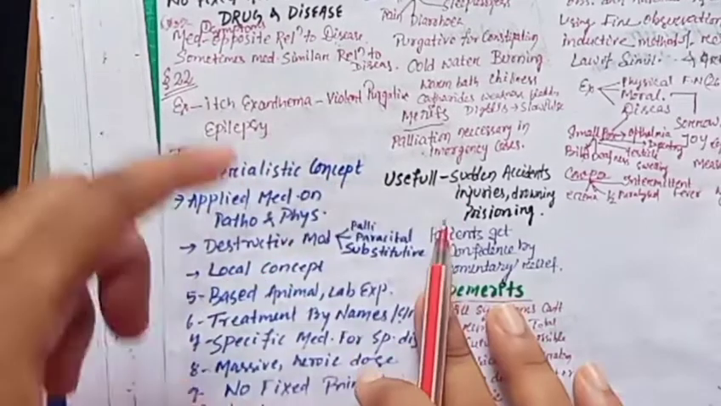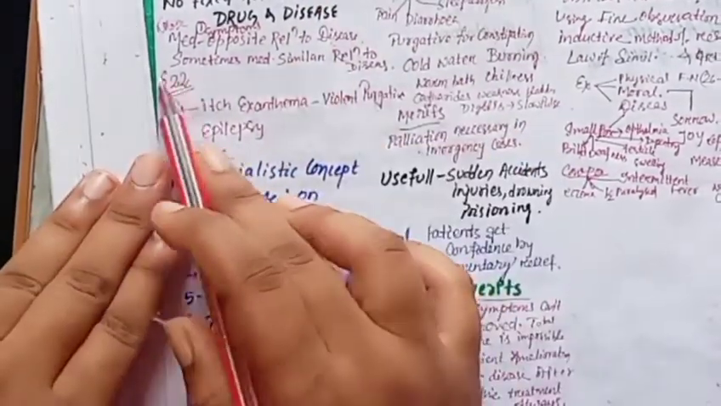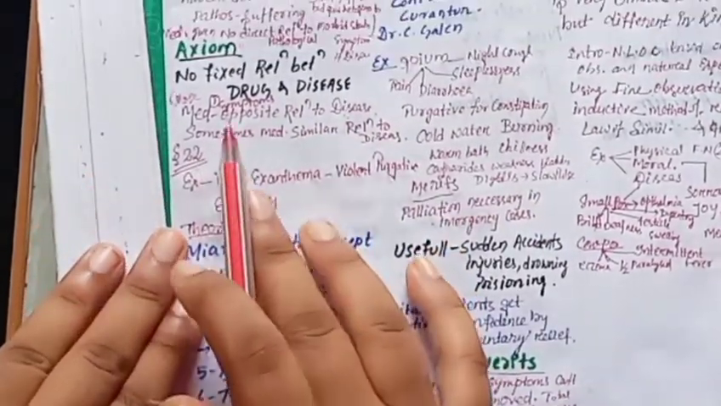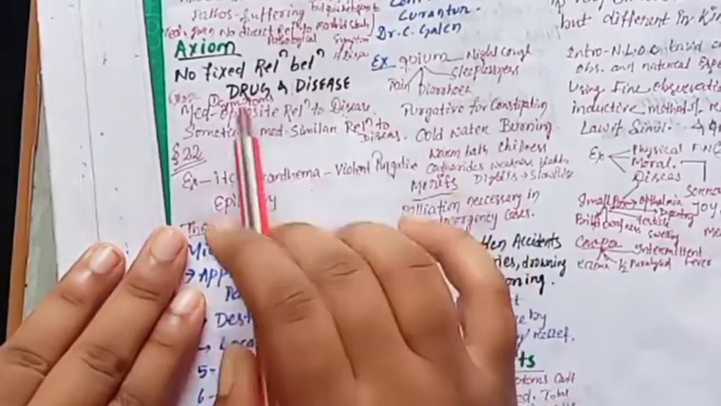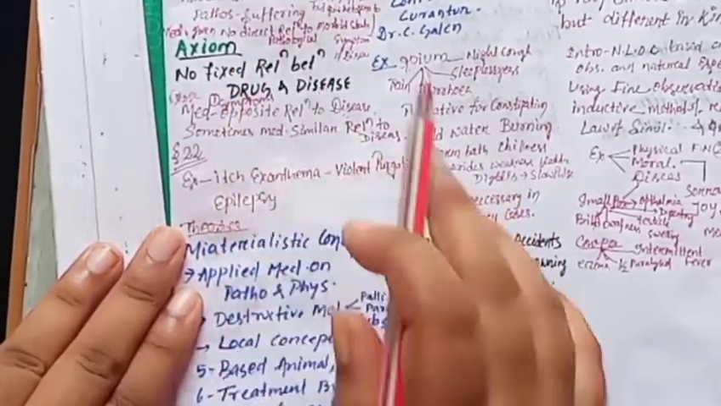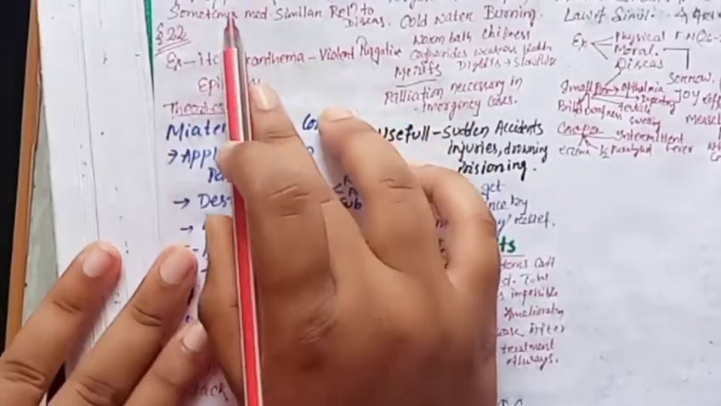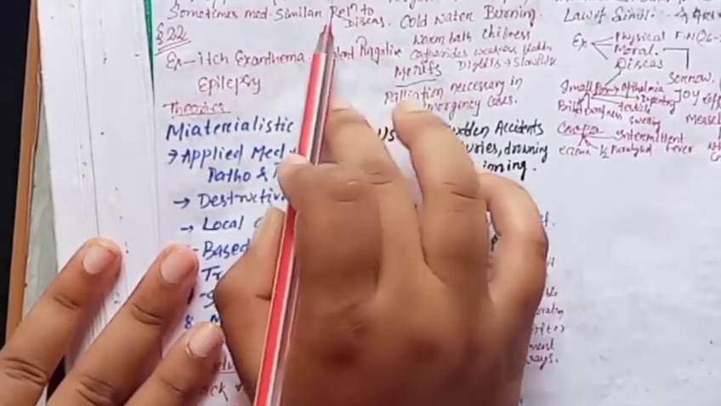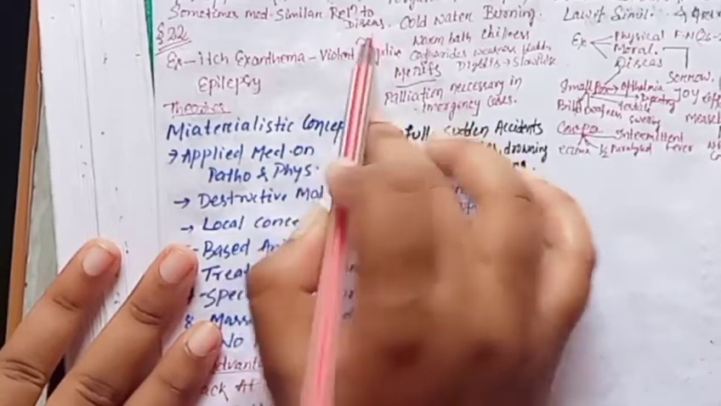Given where the medicine is given. It is written in 22 upper gym, so you should look up this definition from 22 upper gym. There is no fixed relation between drug and the disease. So medicine is sometimes given in opposite relation to the disease, and sometimes the medicine may be similar in relation to the disease.